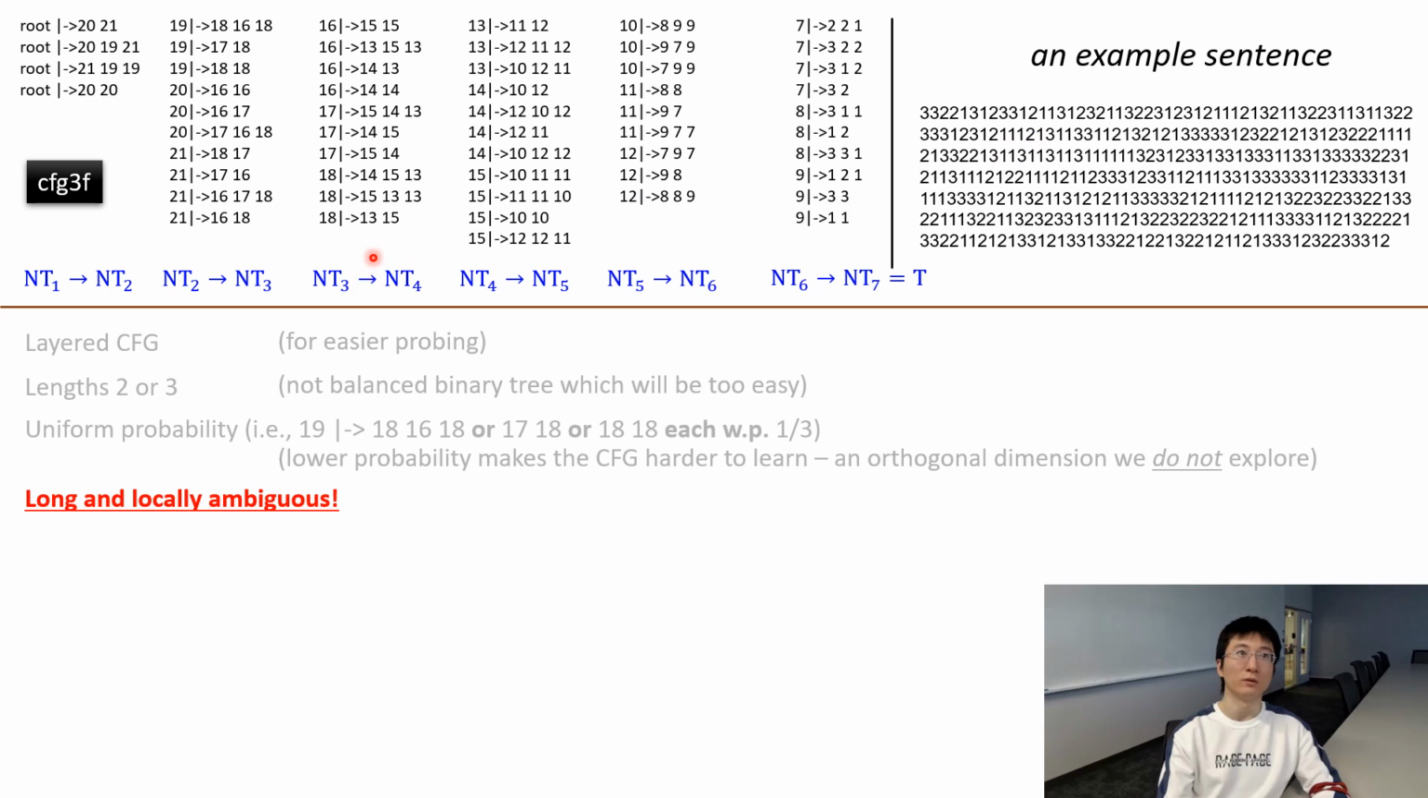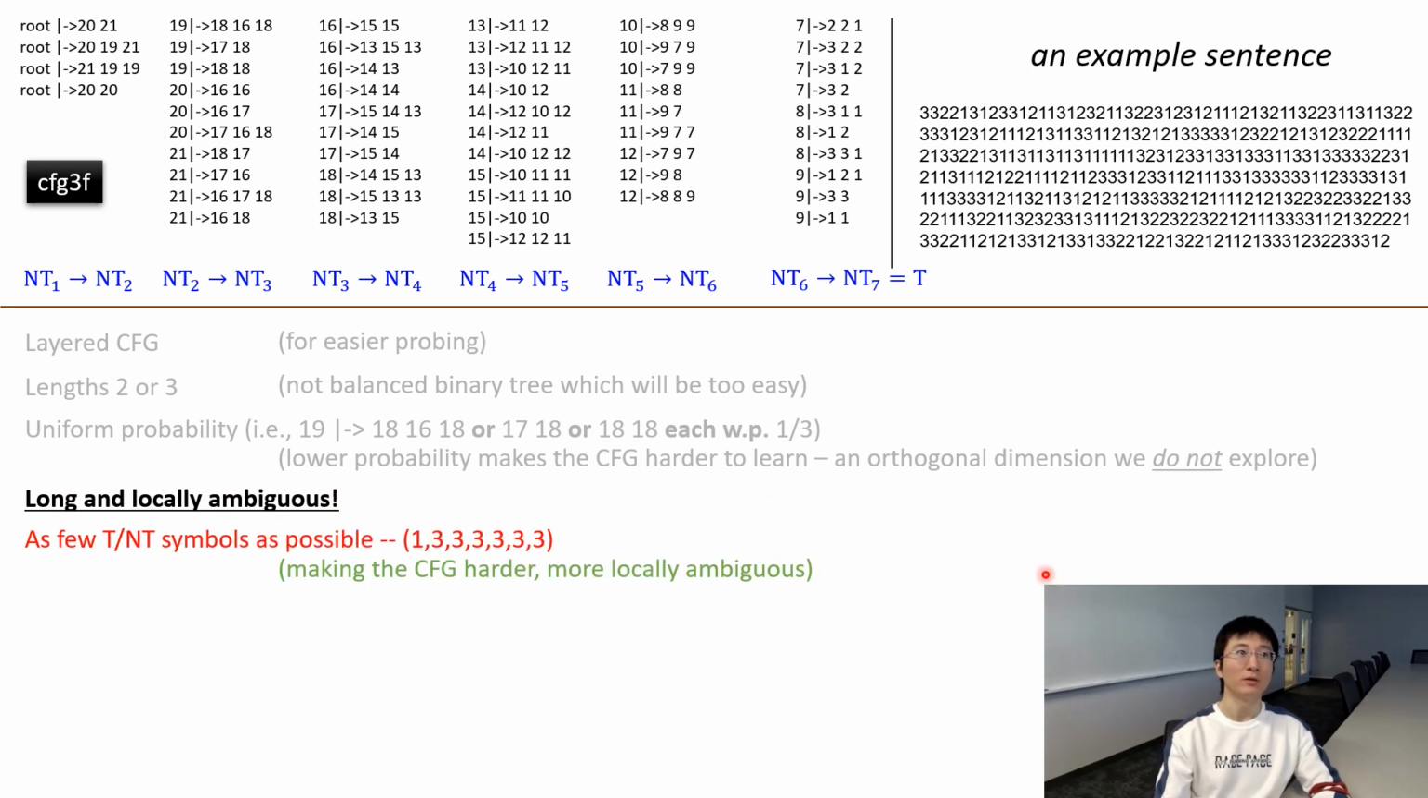That is, if you generate a sentence from the grammar, here is a typical sentence. It's long, it has a series of tokens, and in particular, locally, if you look at things like 1, 3, 2, 3, 1, 2, 3, it's very hard for you to determine what their parent is and so on. So it's very locally ambiguous.